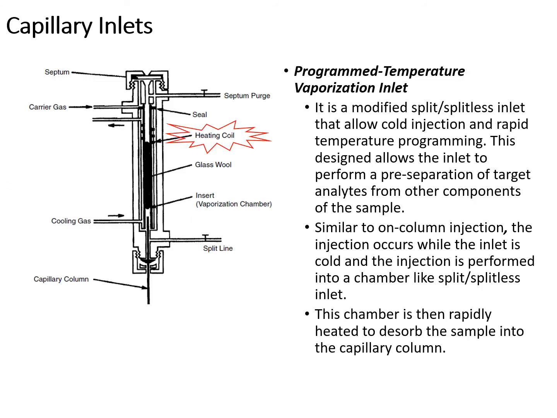As for the programmed temperature vaporization inlet, it is a modified split or splitless inlet that allows cold injection and rapid temperature programming. This design allows the inlet to perform a pre-separation of target analytes from other components of the sample. This procedure is similar to on-column injection: the injection occurs while the inlet is cold, and the injection is performed into the chamber like a split or splitless inlet. This chamber is rapidly heated to transfer the sample into the capillary column.